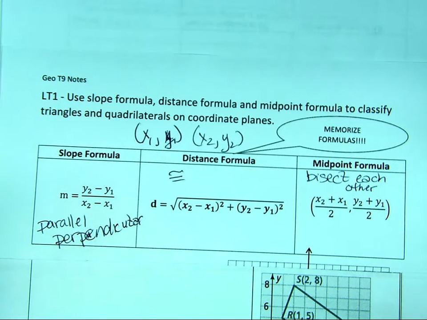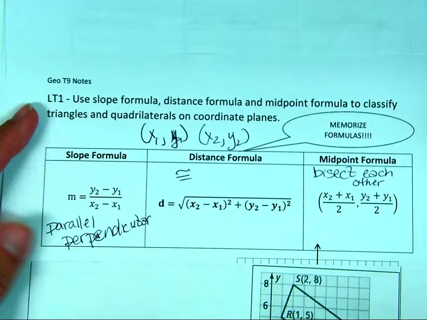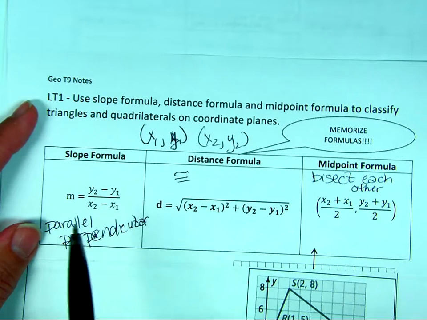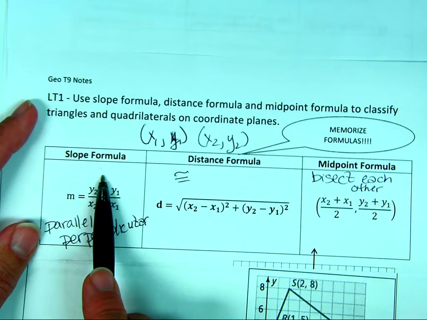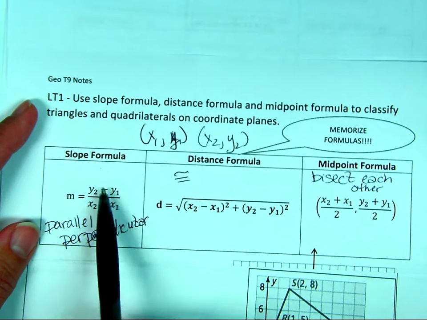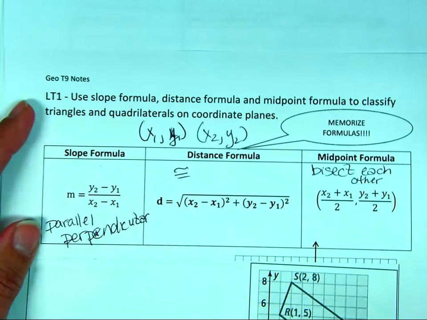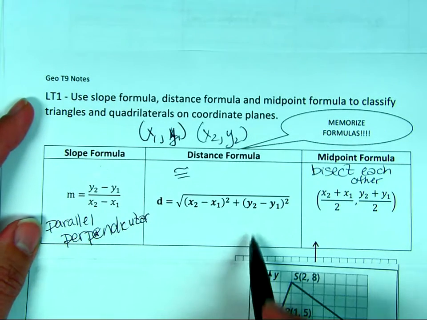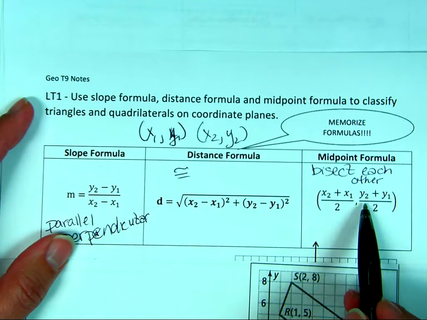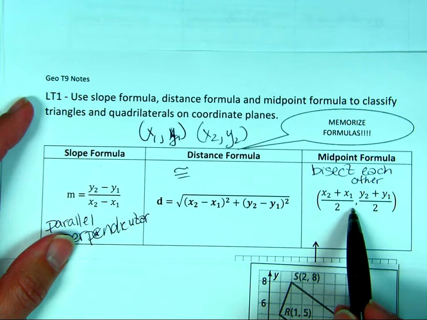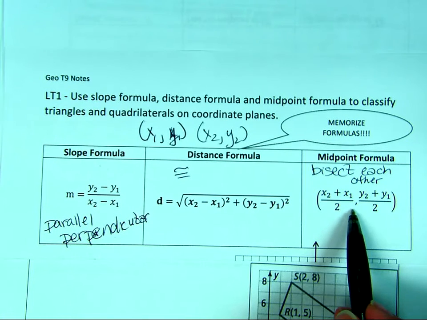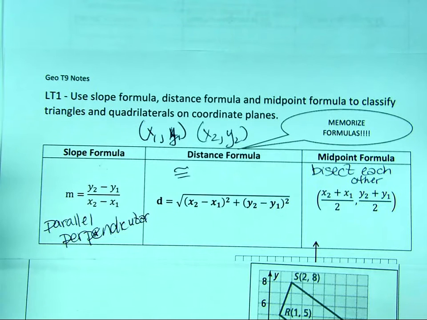Sometimes you're asked to prove that something's a parallelogram. Well, there's lots of different ways you can do that. You can use any formula to prove something's a parallelogram. You could use the slope formula to find the slope of all four sides and show that opposite sides are parallel, because remember, parallel lines have equal slopes. You could use the distance formula to show that all opposite sides are congruent. That means it's a parallelogram. Or you could find the midpoint of each diagonal and show that they're the same to show that diagonals bisect each other. Any one of those would prove something's a parallelogram.